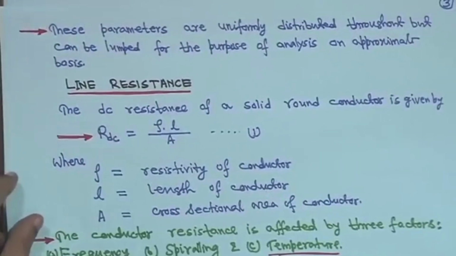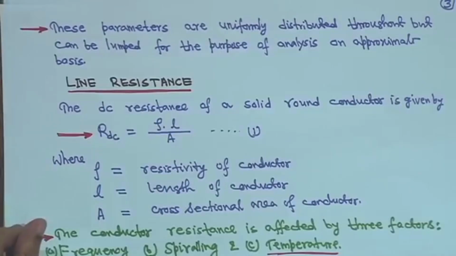So these parameters are uniformly distributed throughout, but can be lumped for the purpose of analysis on an approximate basis. Actually, in a transmission line, you have seen these parameters are uniformly distributed, right, but for our understanding and for our analysis, we will consider they can be lumped for the purpose of analysis on an approximate basis. So, this way we will analyze.